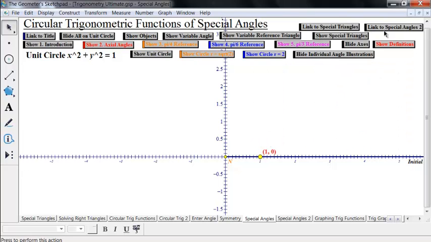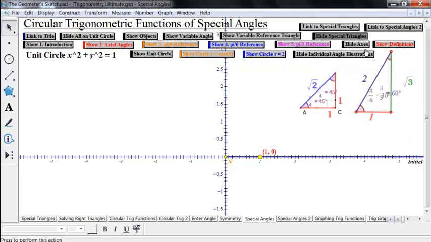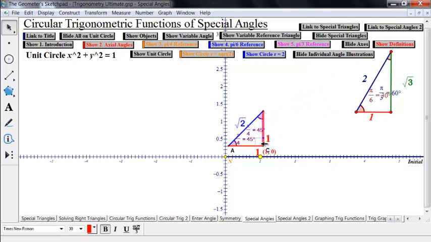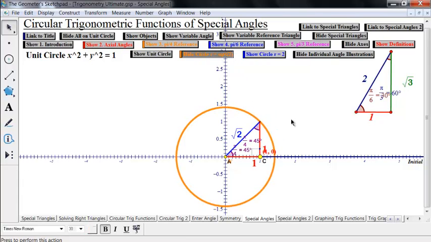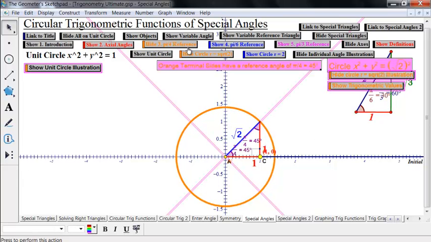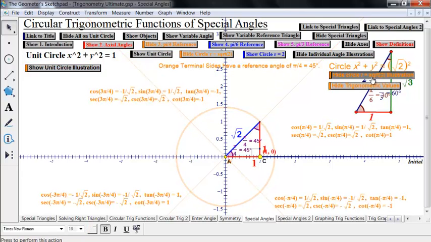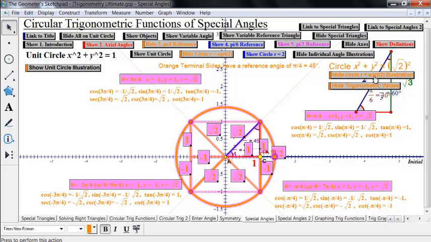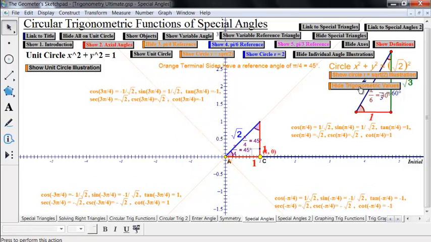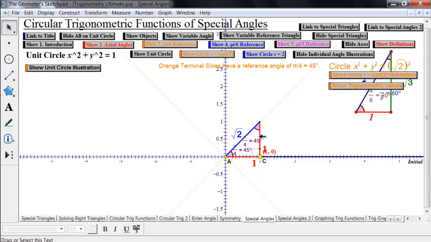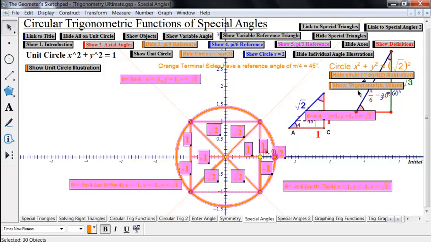Now, if you remember our last video, we took a special triangle, an isosceles right triangle, and it was natural to put it in a circle of radius square root of 2, and that allowed us to find trig ratios of all the angles that had a reference angle of pi over 4, or 45 degrees.